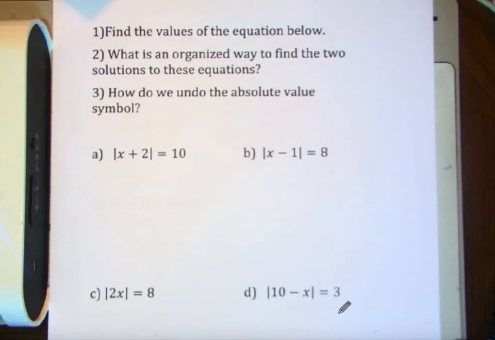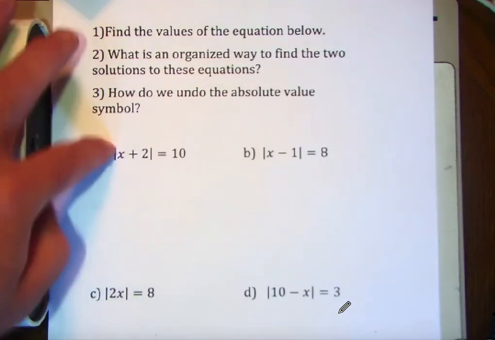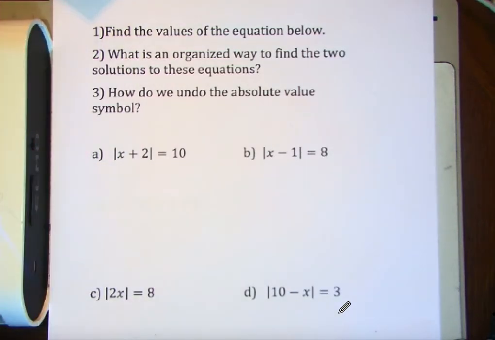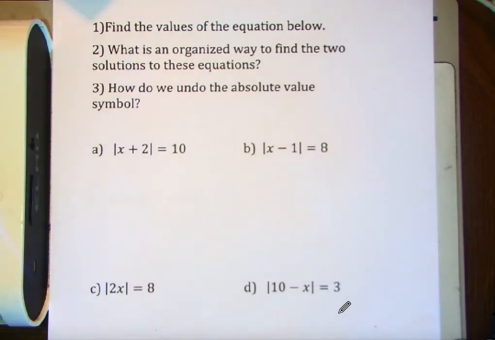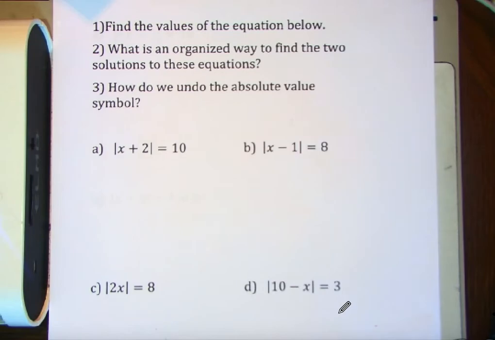So is there a way we can take what we're given and find the two answers? Can we take what we're given and find the two answers? Is the way to do it, because if we can find an organized way, we might be able to answer number 3, which is how do we undo the absolute value symbol? Okay?